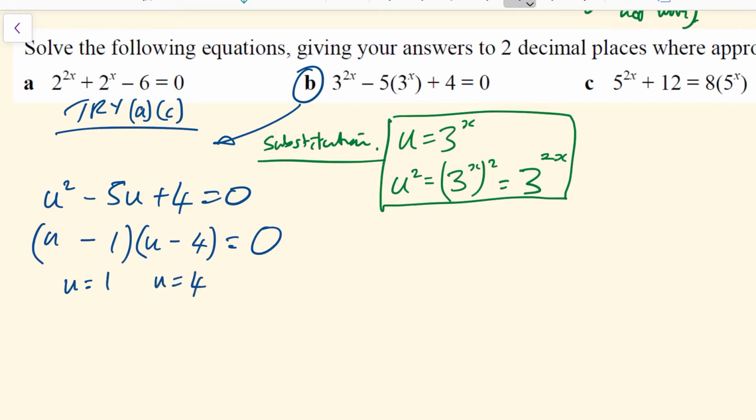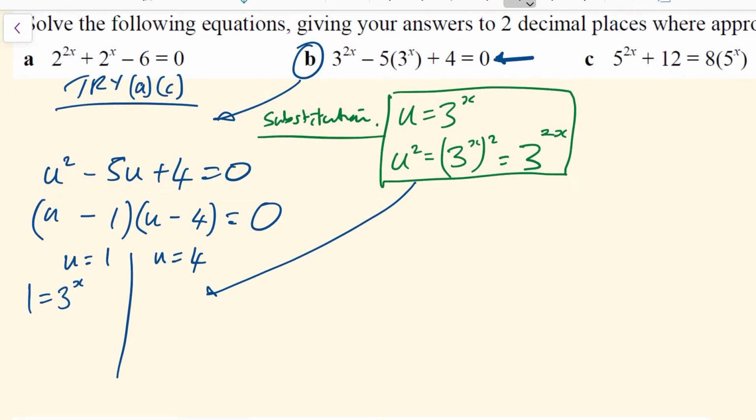Now, of course, we can't stop at this stage because we've only got u equals. And clearly, we need to solve for x, which is the value in this equation. So we need to bring back the substitution. If u equals 1 and u equals 3 to the power of x, then 1 equals 3 to the power of x.